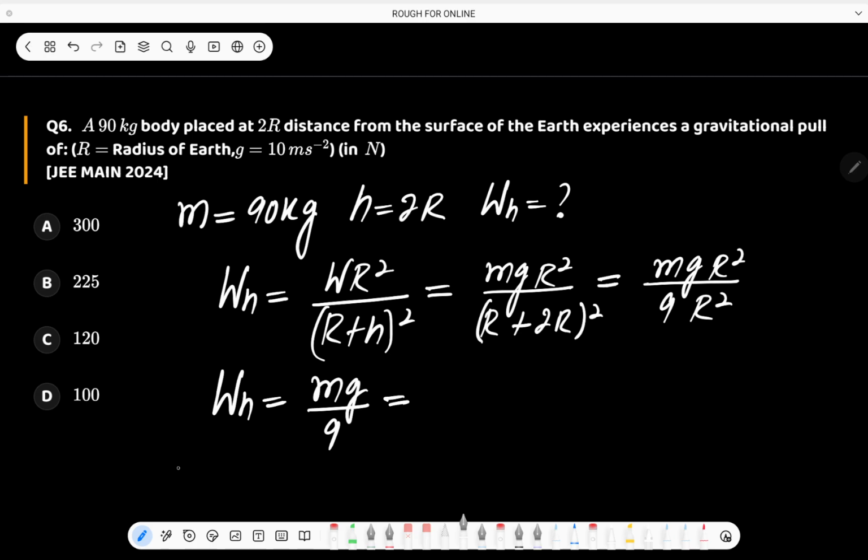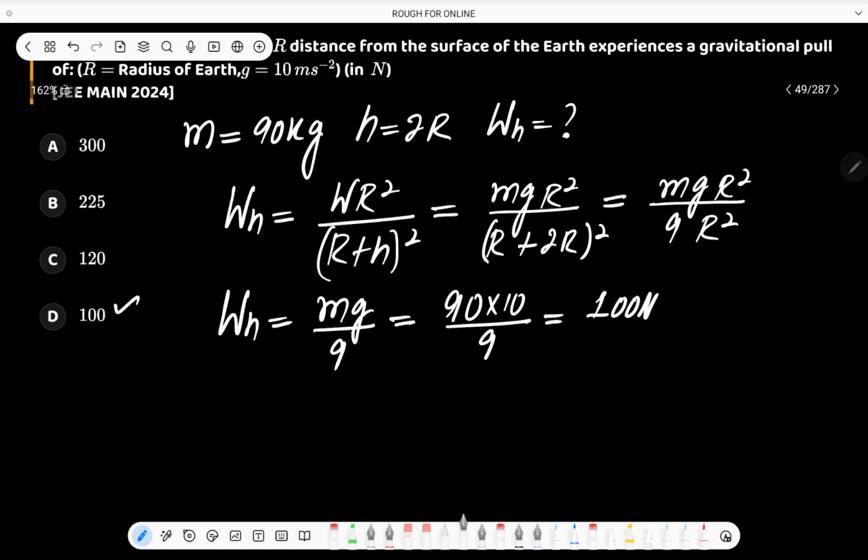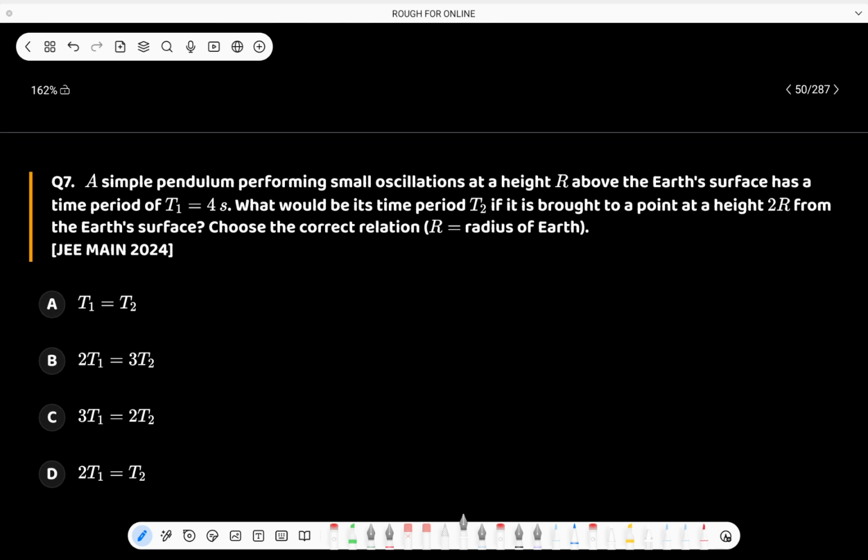Now what is the value of m? Let's put that here. That is 90 into 10 divided by 9. The answer comes out to be 100 Newton will be the answer to this question. Okay, so that is part D, option number D. Hope that this question is also crystal clear. Let's move to another question.